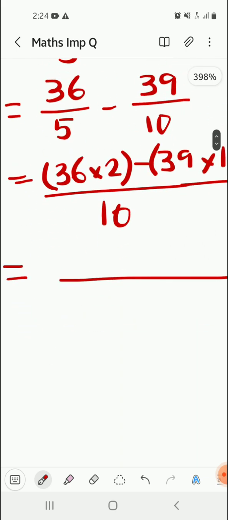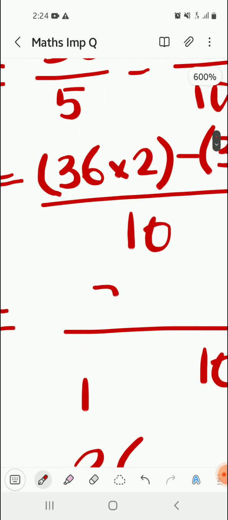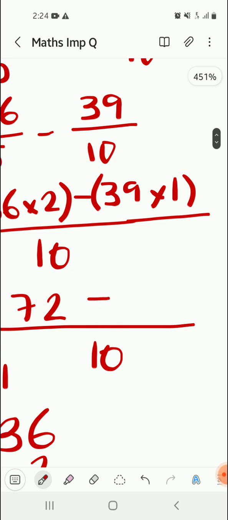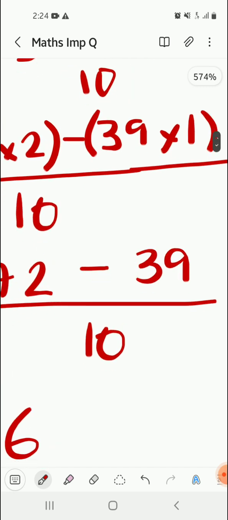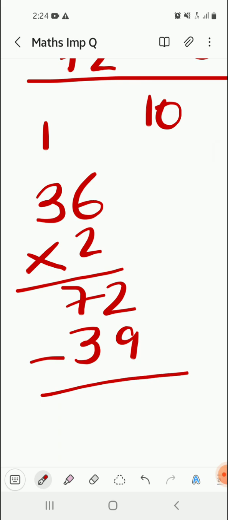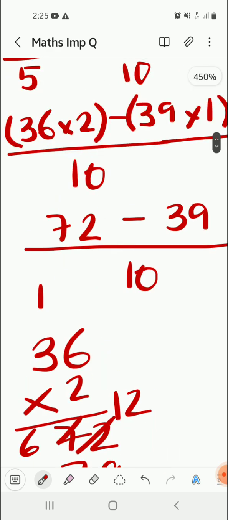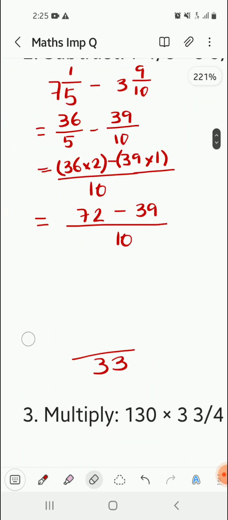Now the denominator remains 10, and 36 into 2 is 6 into 2, 12, 3 twos are 6, plus 1, 72, minus 39 into 1 is 39. So from 72 subtract 39. We get 33 by 10 as the answer.